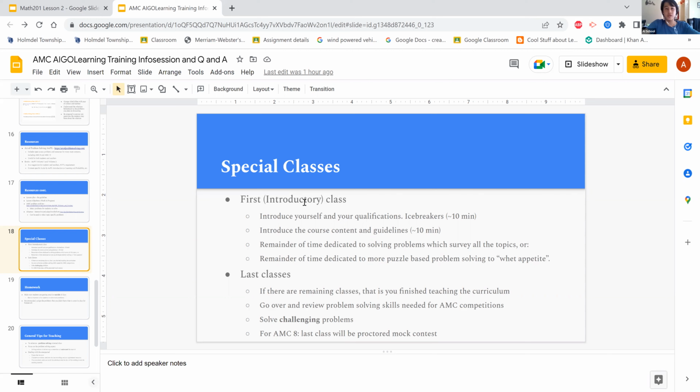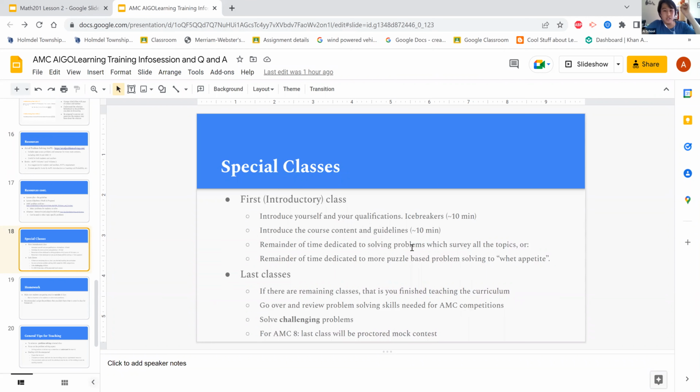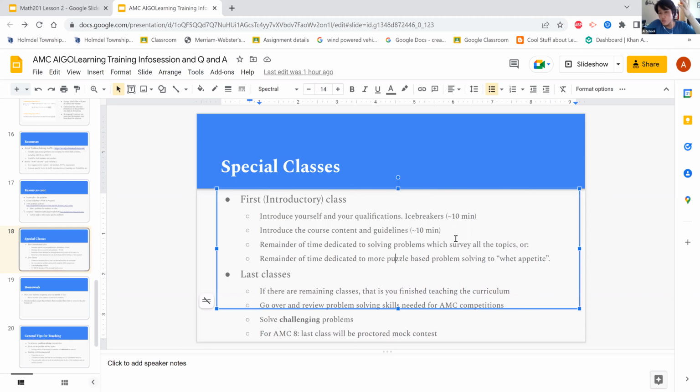So just, for example, from the AOPS resource, you just take a few problems from AMC 8 and give it to them to solve. It's kind of used to whet their appetite for AMC, and also to gauge their abilities at the same time.